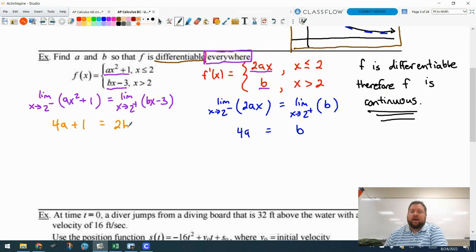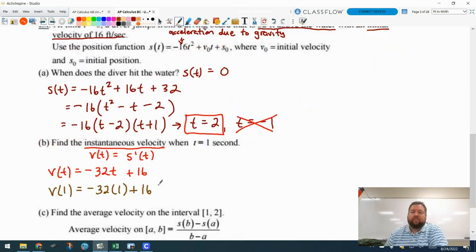And then they asked us to find the instantaneous velocity at t equals 1. So v of 1 is equal to negative 32 times 1 plus 16. That's negative 32 plus 16, which is negative 16 feet per second. All right, I should have put my units on this answer, seconds.